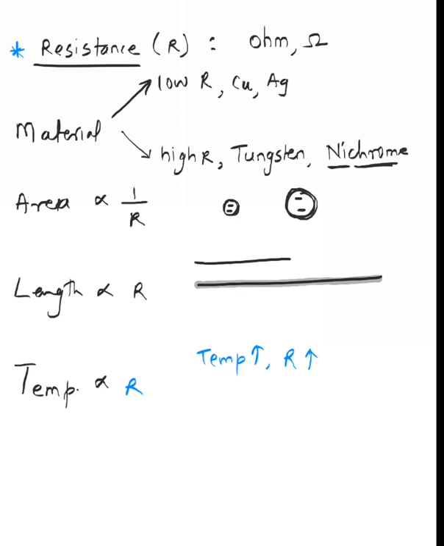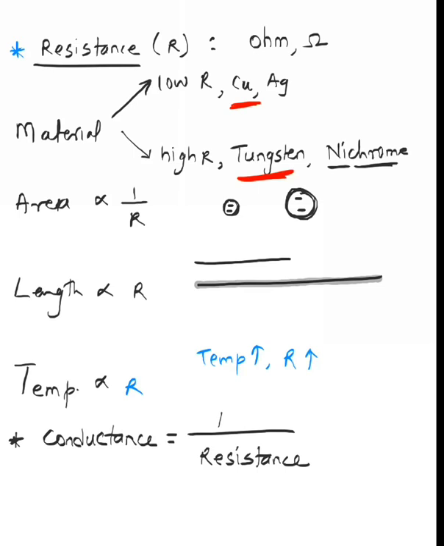Okay. Now, just like resistance, there is another thing which is called conductance. What is conductance? Conductance is the reciprocal of resistance. So what does it mean? A material which has a higher resistance will have a lower conductance. So tell me, which one has a lower conductance, guys? Copper or tungsten?